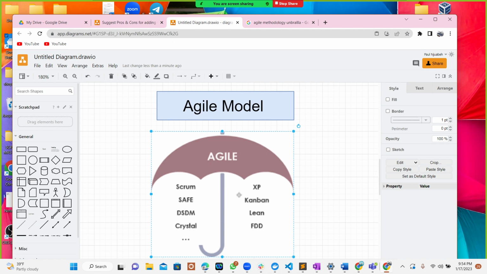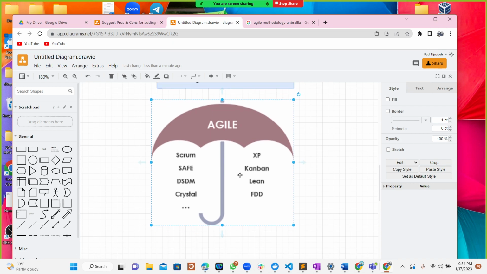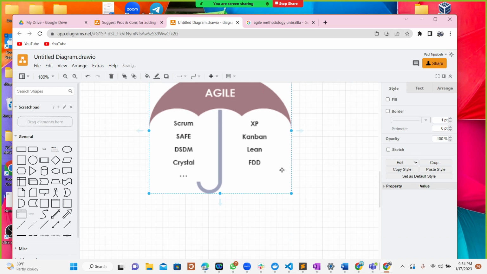So what is the Agile Manifesto? We discussed that the other day. Can you please help us?